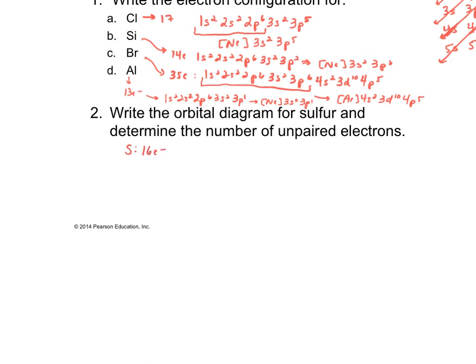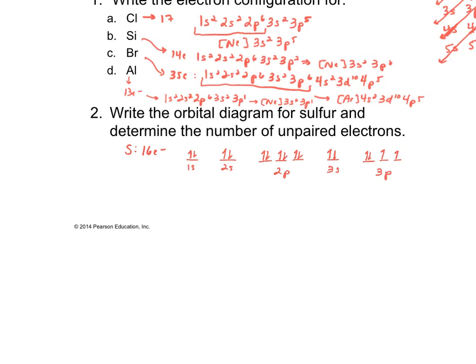Okay, so if I draw the orbital diagram, I'm not going to draw boxes because that's just going to be too much. So we've got 1s, 2s, the 2p's, 3s, the 3p's, and that's where sulfur is at. So we've got 2, 4, 10, 12, 13, 14, 15, and 16. Okay, so this would be the orbital diagram for sulfur.